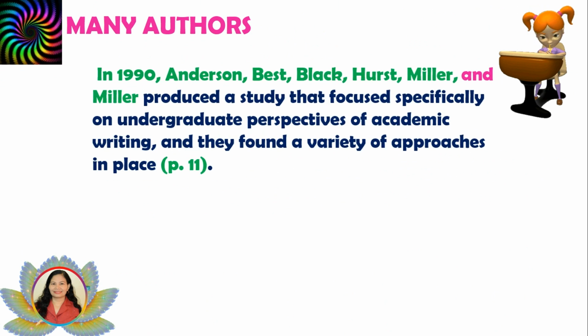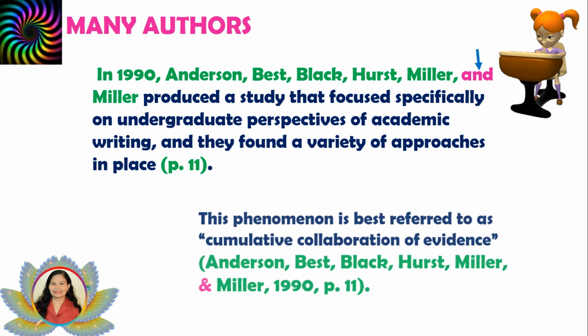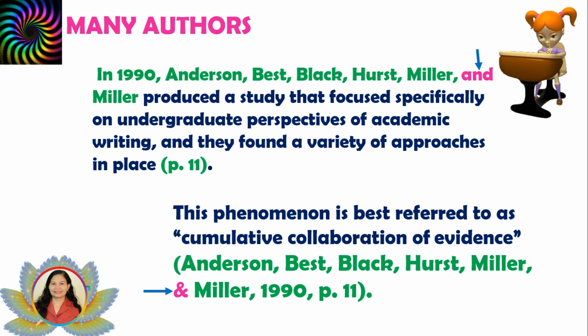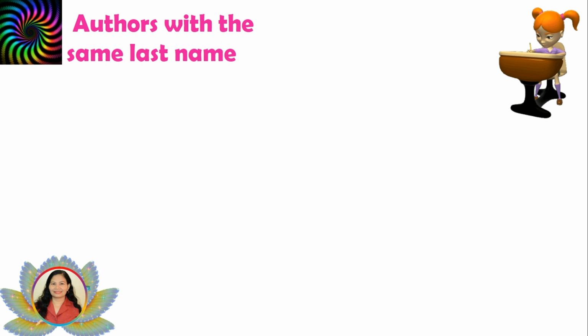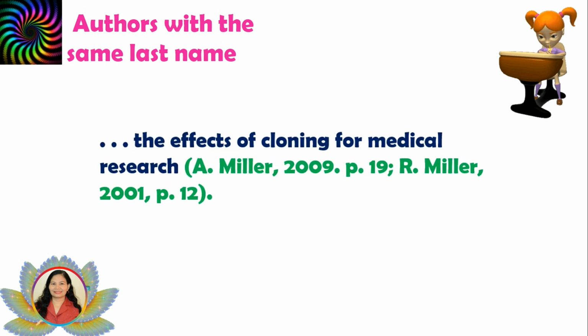For 3 to 5 authors, list every author the first time you make the reference. Use "and" before the final author in the text, and an ampersand in parentheses. Authors with the same last name. To prevent confusion, use the initials of their first names together with their last names.